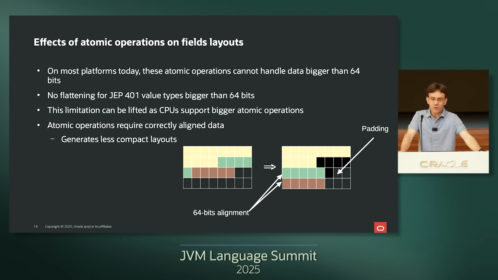Atomic operations require correctly aligned data, which has an impact on layouts. You can see here at the bottom a layout of an object with two 5-byte values, one green, one brown. We could have a very compact layout, packing everything as close as possible, but then we cannot use atomic operations to update them. Because of these constraints, the VM has to generate the layout on the right, and it had to add some padding in the layout.